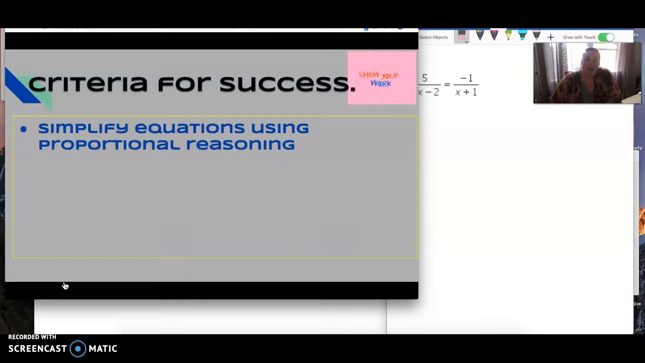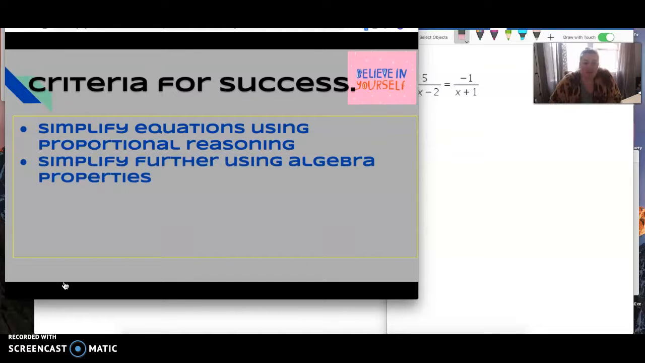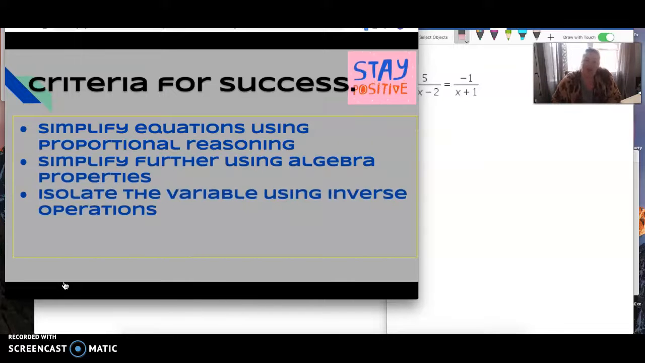First step is simplify equations using proportional reasoning. All that means is our crisscross applesauce, and we will see that in the example in a second. Simplify further using algebra properties, so that's like our associative property when we combine like terms and regroup, our commutative property when we reorder things maybe so it's easier to see or easier to combine the like terms. Distributive property, we are definitely using distributive property. That's going to happen all day today.